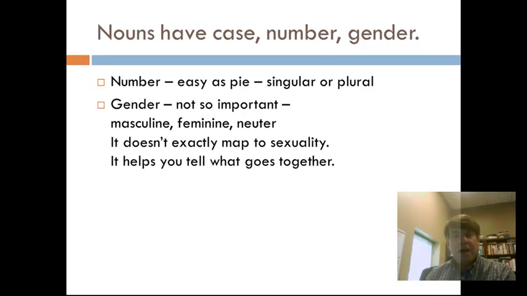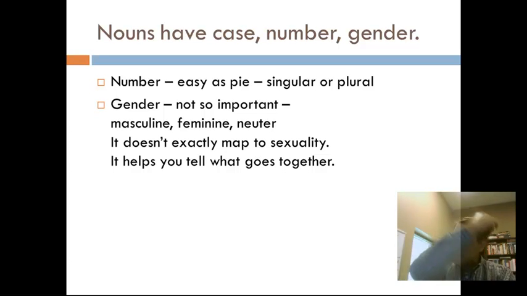Now gender. Gender is not really that important. If you're running out of brain space, which you hopefully aren't because we're only in the second chapter, but if you were running out of brain space, gender is something not to waste a lot of time on. Really, the key to gender is that it helps you tell what goes together. So adjectives match the nouns they go with in case, number, and gender. Adjectives are describing words like a hairy bear or a scary bear. Hairy and scary are adjectives. Anyway, gender can help you know what words go together.